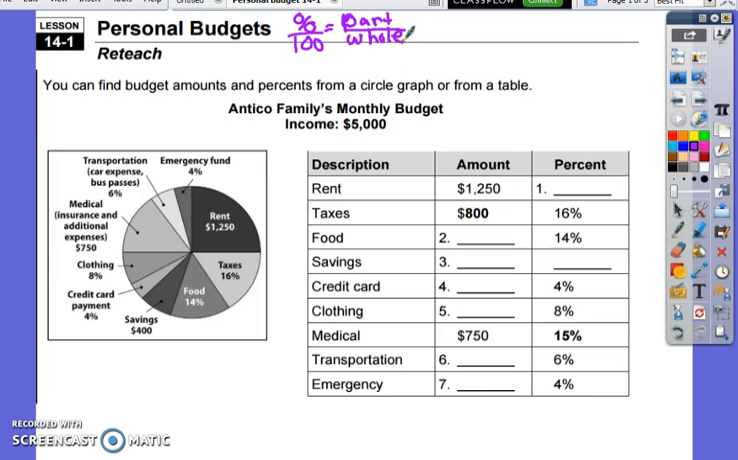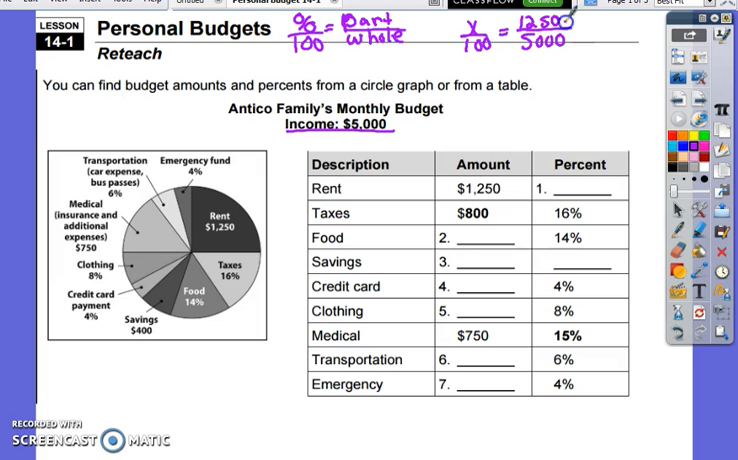We know that the amount is $1,250. So that's going to be my part. My percent is what I do not know, so it'll be x over 100. My part is $1,250, and my whole is the income, $5,000. So we are going to solve our proportion.